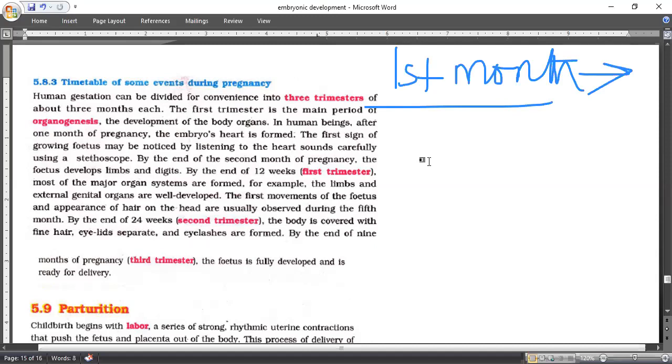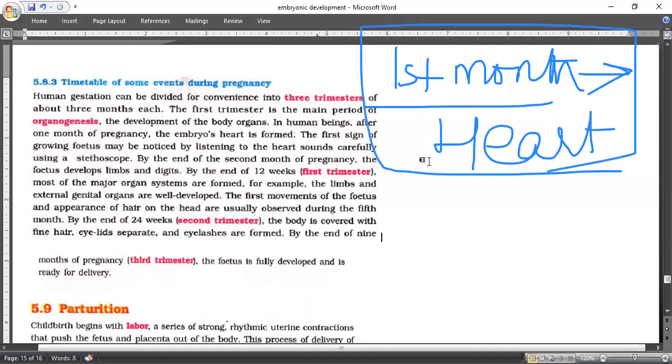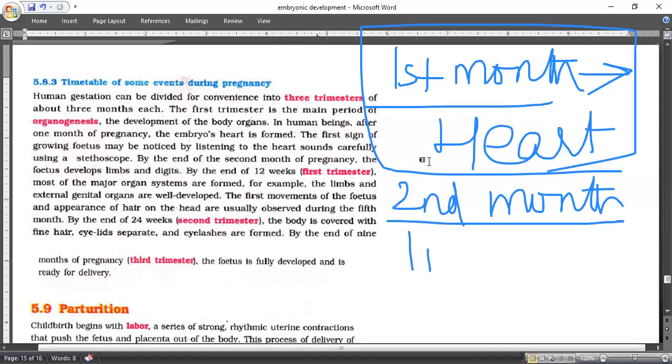When can you hear the heartbeat of the baby? From the first month onward. That means the major event in the first month is the baby's heartbeat. The heartbeat is formed. The heartbeat you can hear. The first sign of a growing fetus may be noticed by listening to the heart sounds carefully using a stethoscope. By the end of the second month, next event, second month. So by the end of the second month of pregnancy, the fetus develops limbs and digits.